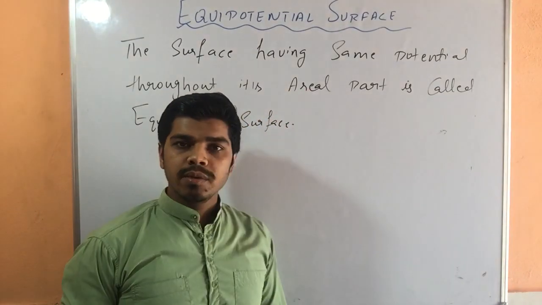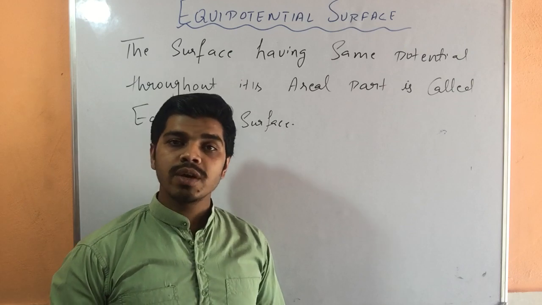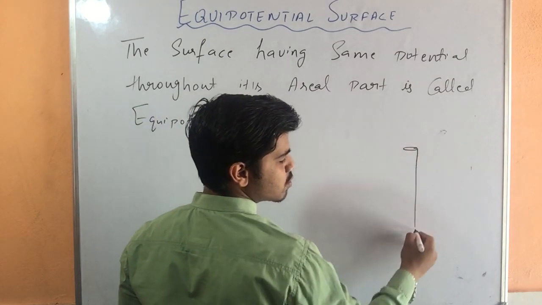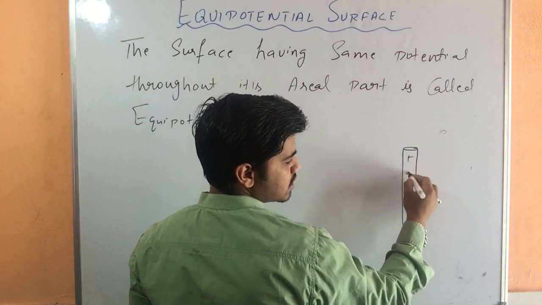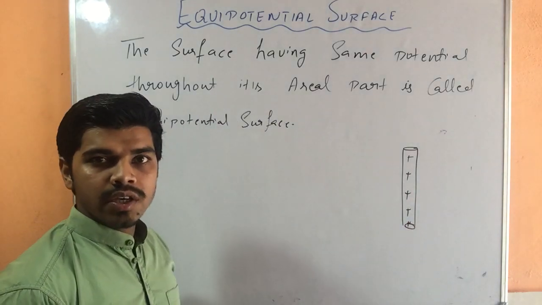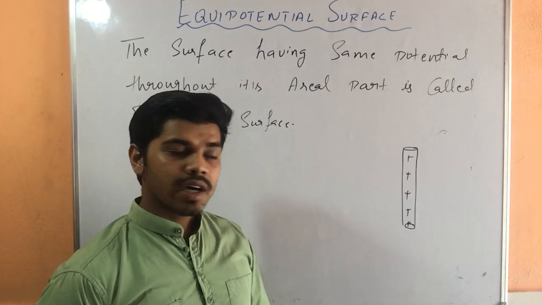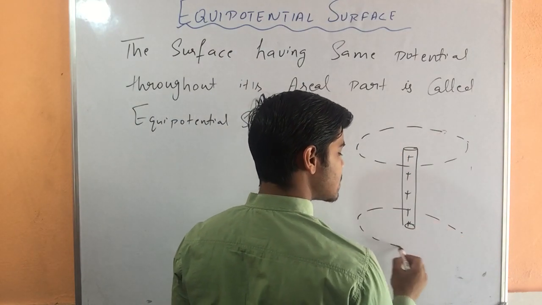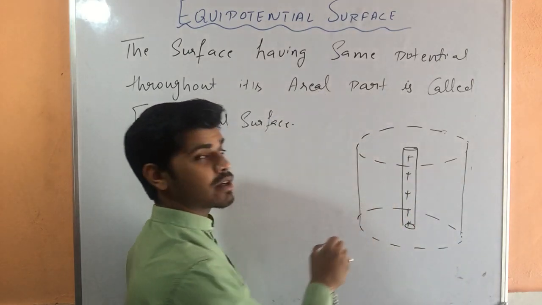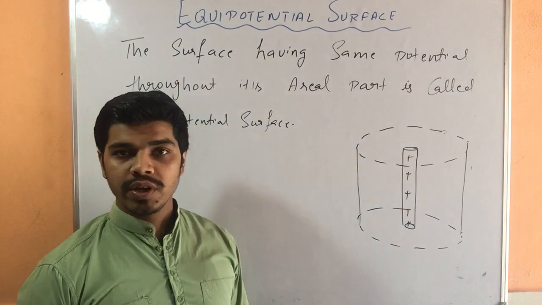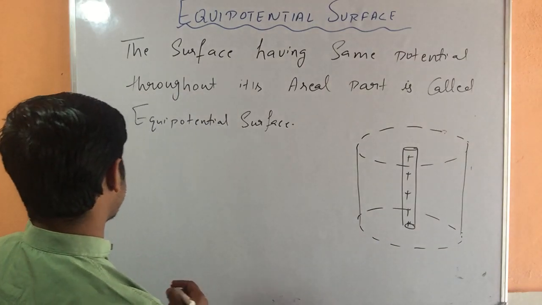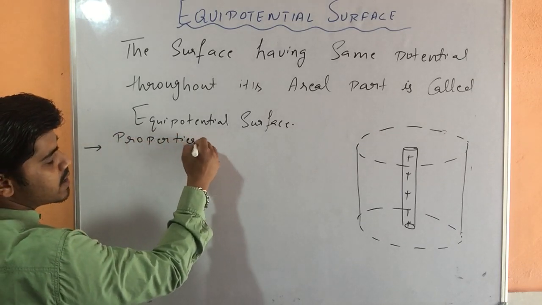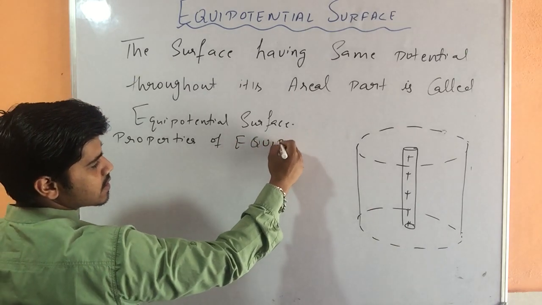Now students, what are the properties of an equipotential surface? How can we determine an equipotential surface for a charged body? Let us consider another charged body, a uniformly charged line charge. So what is the Gaussian surface for this charge? A cylindrical surface. This is the Gaussian surface, and this is also the equipotential surface around the charged body. In a similar manner we can write some properties of equipotential surface.